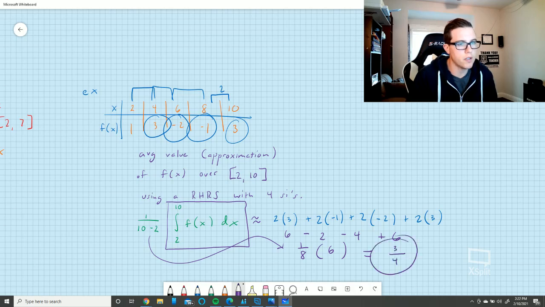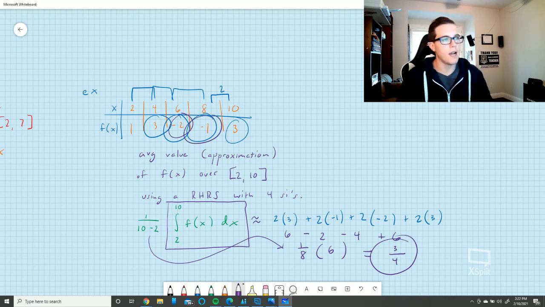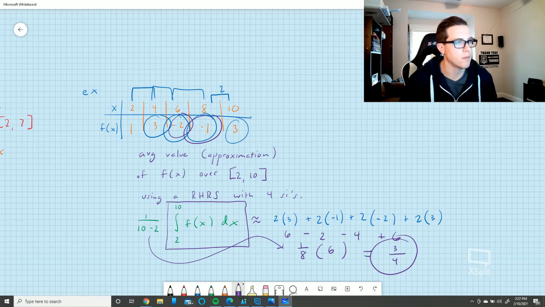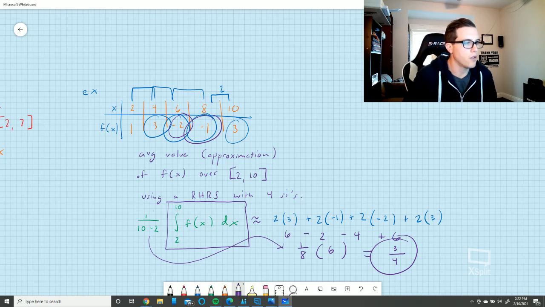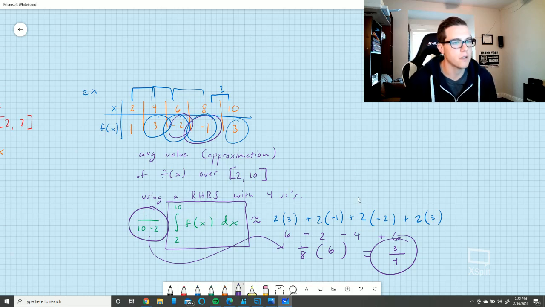Does 3/4 seem like a logical value? Yeah, because we have a -2 and a -1, and we have some above it. If you got an average value of like 50, and it's bigger than all the values in the table, you did something wrong. So don't forget to divide by or multiply by this fraction. Okay, divide by the interval length, or multiply by 1 over the interval length.